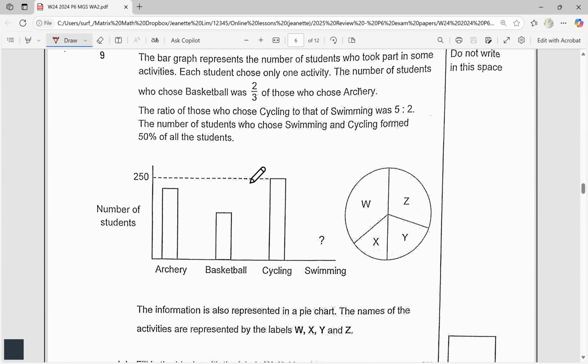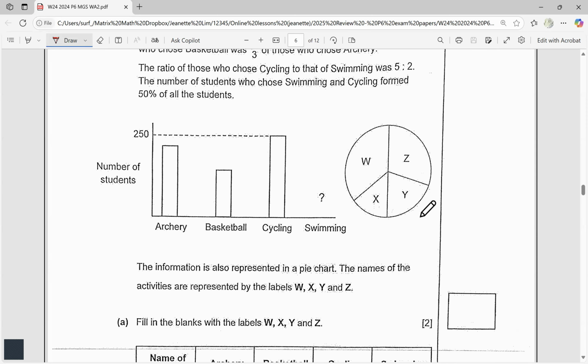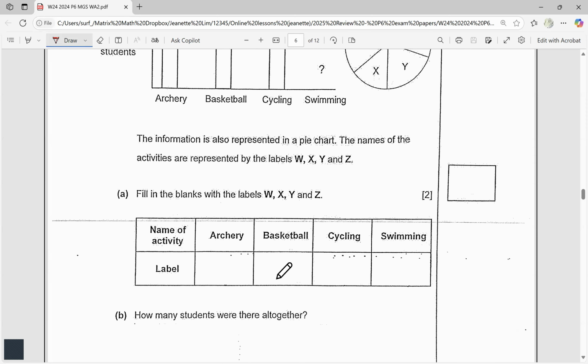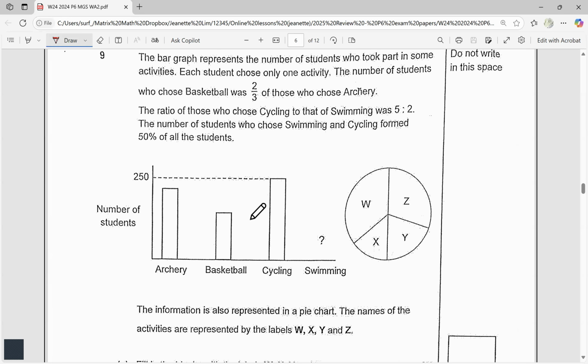Over here you have a bar graph with a missing bar, and then you have a pie chart. The information is also represented in this pie chart. The names of the activities are represented by W, X, Y, and Z. You need to fill in the blanks for each of these labels W, X, Y, or Z. Important information that you need: swimming and cycling formed 50%.